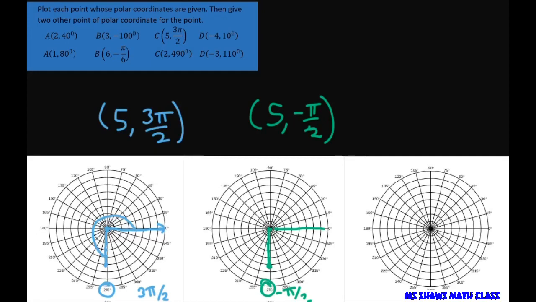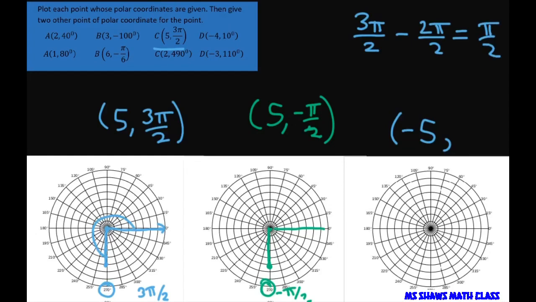And then finally, let's do D. So we got to do, no, not D. We're still doing this one. Let's do one more. Let's do one with negative 5. So to do negative 5, all you do is you take 3 pi divided by 2 and add pi, or you can subtract pi. So let's subtract pi, which is 2 pi divided by 2, and that gives you pi divided by 2. So that would be negative 5 pi over 2.